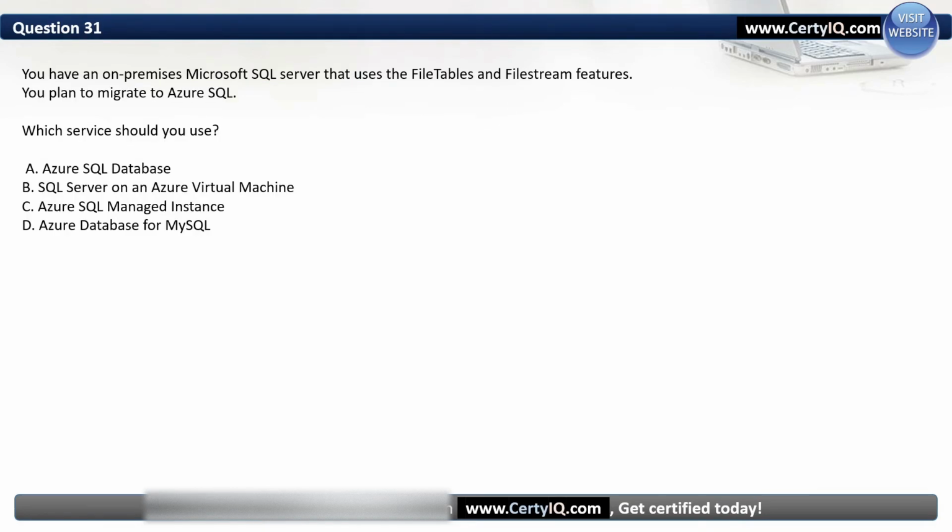Question 31. You have an on-premises Microsoft SQL Server that uses the FileTables and FILESTREAM features. You plan to migrate to Azure SQL. Which service should you use? The correct option is B. SQL Server on an Azure virtual machine.